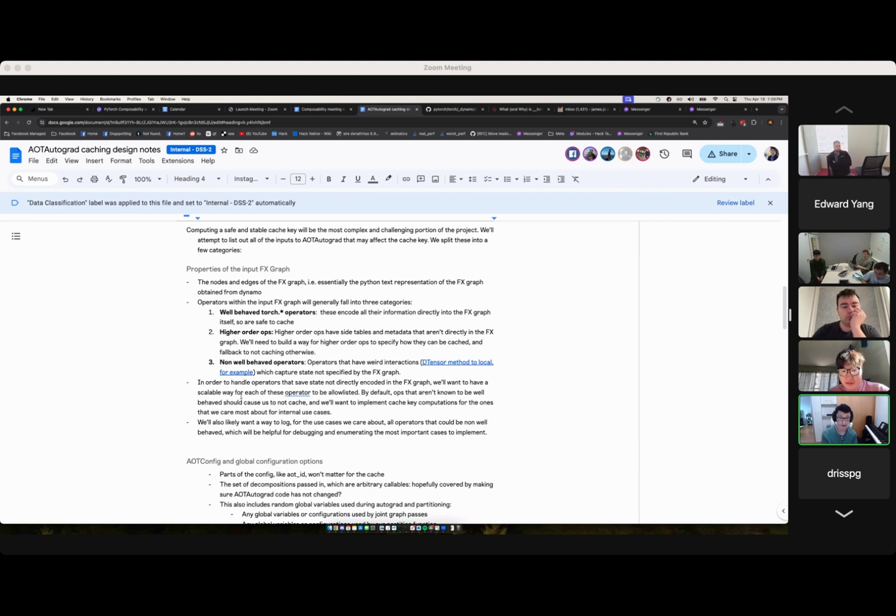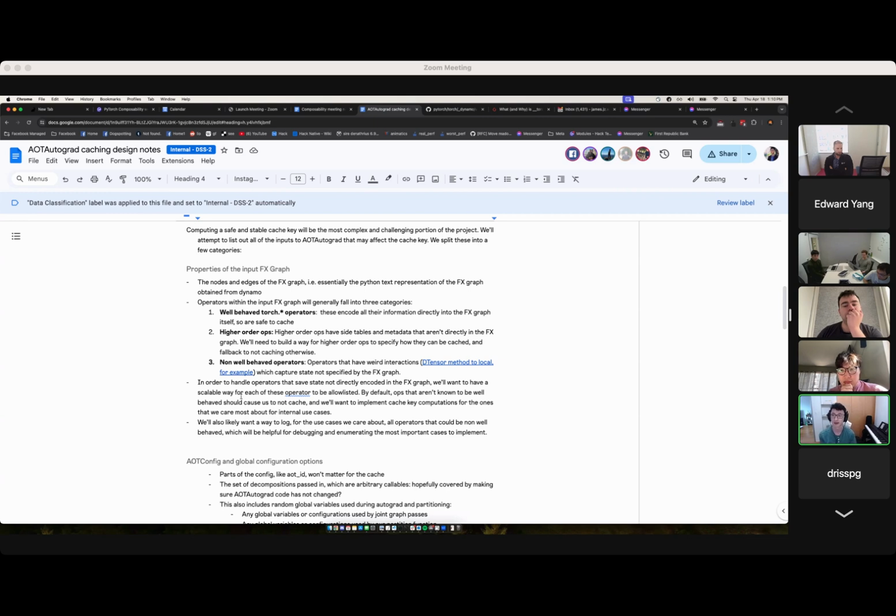A second category are higher order operators. These usually have side tables and things that aren't apparent in the FX graph itself. Because of that, they are harder to handle because in order to generate a safe cache key, you would need to be able to know which parts of that side table are things that could affect the behavior of AOTAutograd. So for each higher order operation, we would have to think about a custom implementation for constructing a hash key that works for FX graphs that contain these higher order ops. And then finally, there's a bunch of operators that aren't higher order ops, but also don't behave well. One example are some DTensor operations, which capture random state in their implementation, but those don't appear in the FX graph. They just capture local variables in places based on how they're implemented.